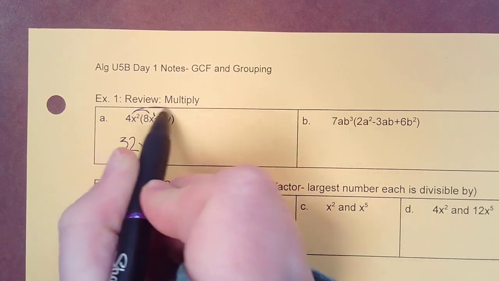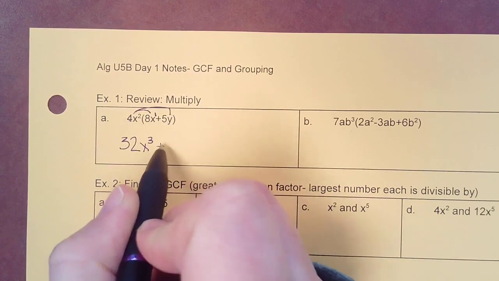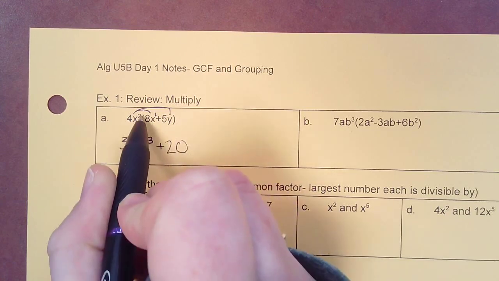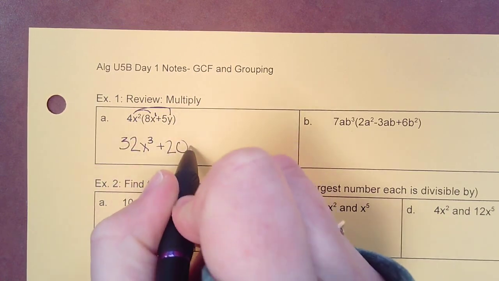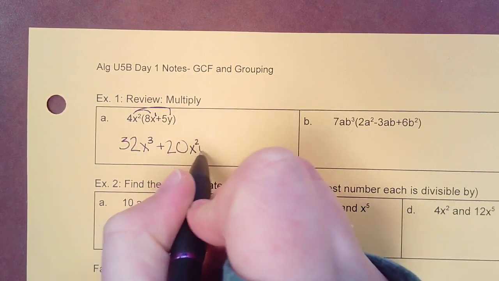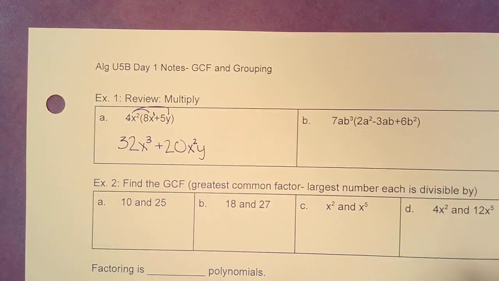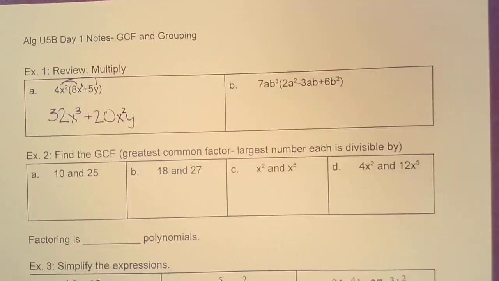Then 4x squared times 5y. 4 times 5 is 20. X squared times y, just plop down next to each other. X squared y. You try B on your own and check.